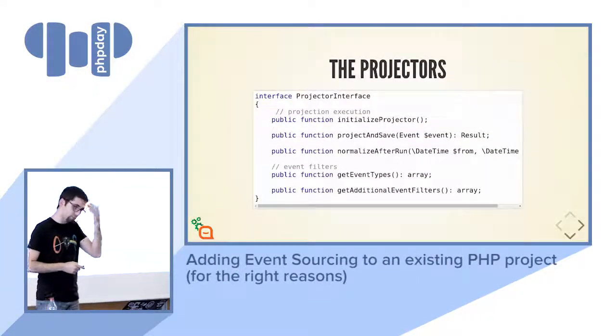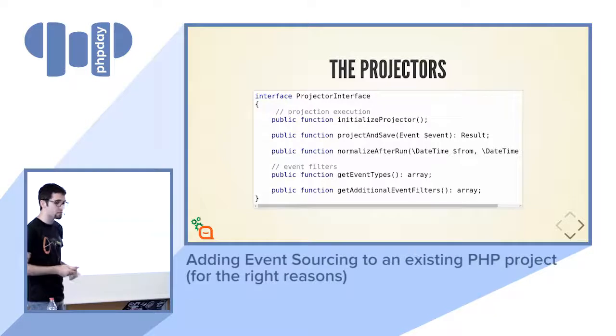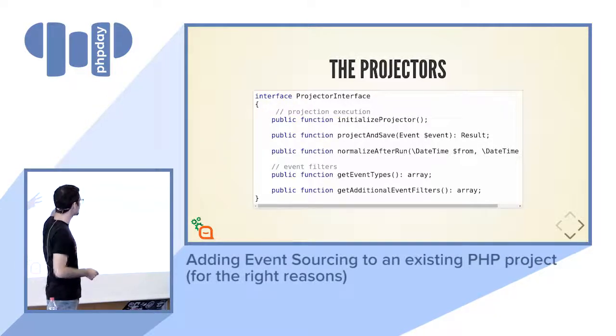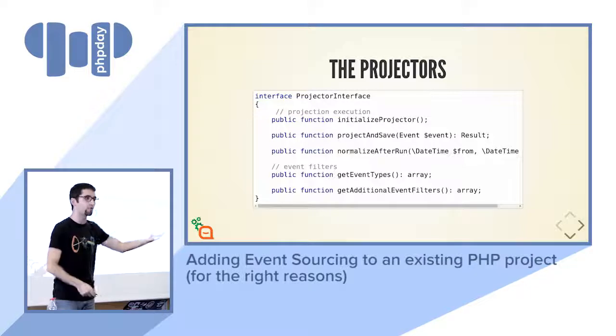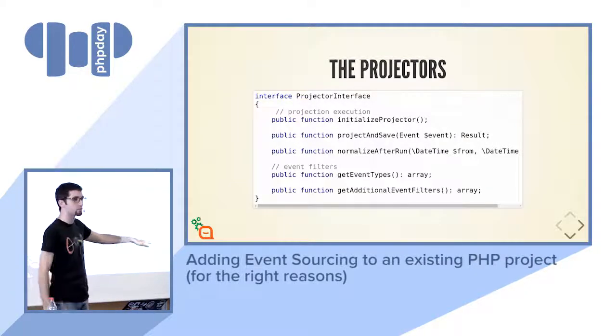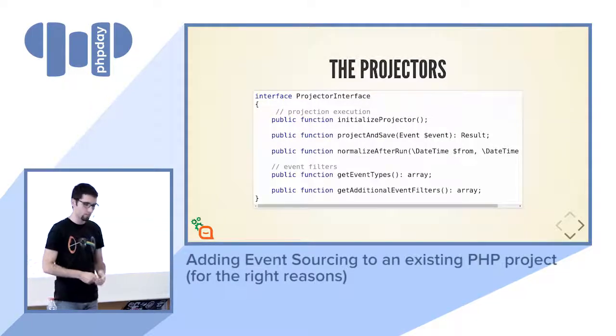The projector instead has an interface. It's kind of easy. Basically, we have 3 methods dedicated to the processing of data: a pre-hook, a projection save, which gets the event and does something, and a post-hook. And also the 2 methods that are needed for the filtering. A get event types that returns an array of strings of the types of events that you're interested in for that projector, and an additional filter getter that is used if, for example, you have a report that is meaningful only from this year forward, so you can exclude all the older events, and you will get a faster projector that way.